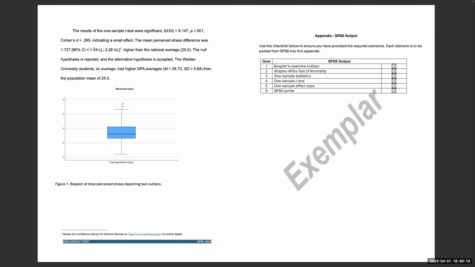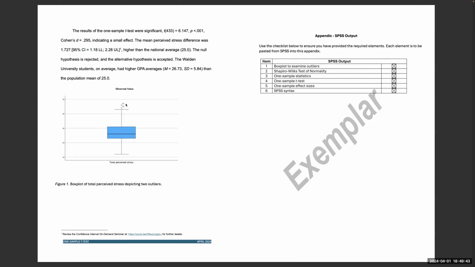You see the upper and lower limits are higher than the national average, which is, again, the predetermined or test value. And just a statement: the null is rejected and the alternative is accepted. And again, on average, but notice in this example I have a figure here, Figure 1, which shows the two outliers.